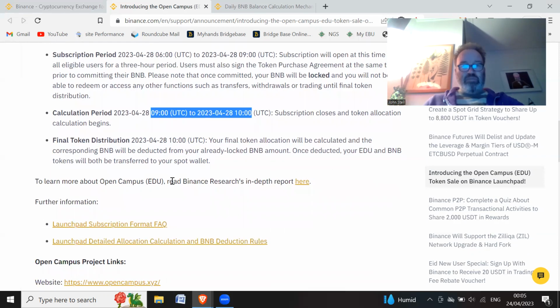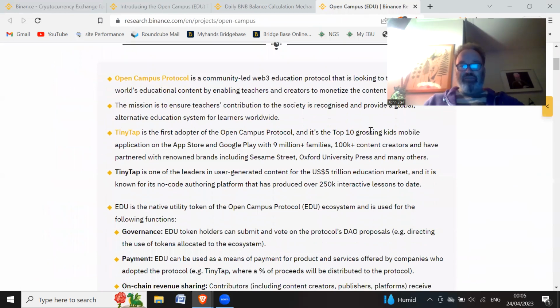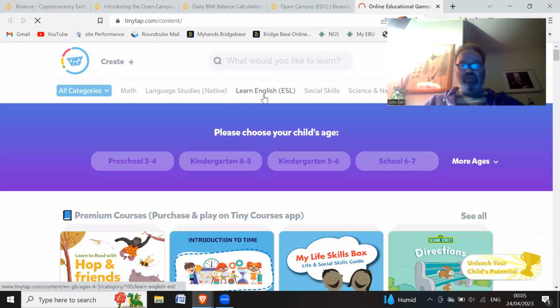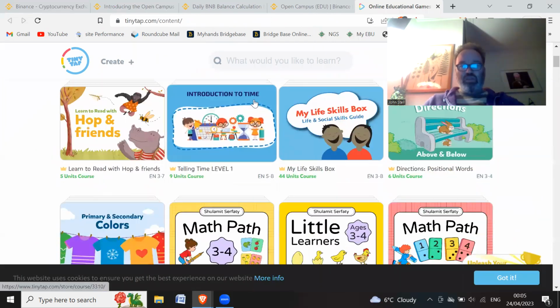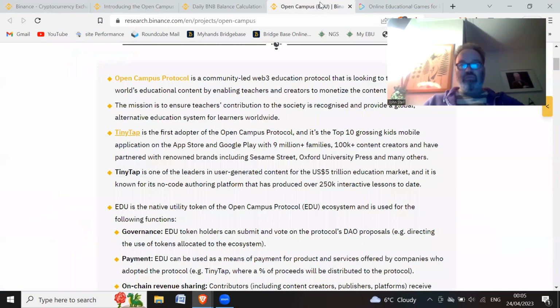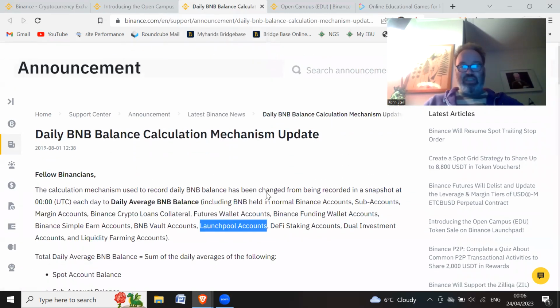To learn more about Open Campus, read the report here. So you can read that if you want. Basically, it's an educational thing, sort of a kids application. I've not heard of it before, if I'm honest with you. But basically, it's a way of rewarding educators in EDU token, I'm guessing, something like that anyway. I don't know too much about it, but that's basically it, I think.